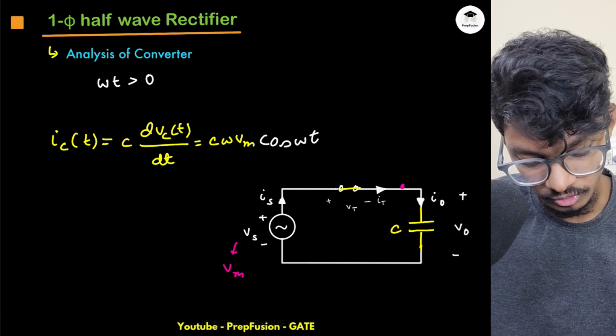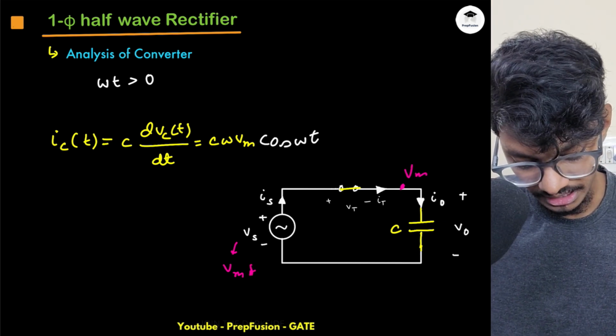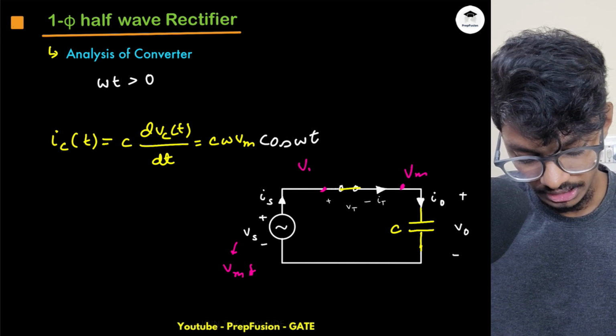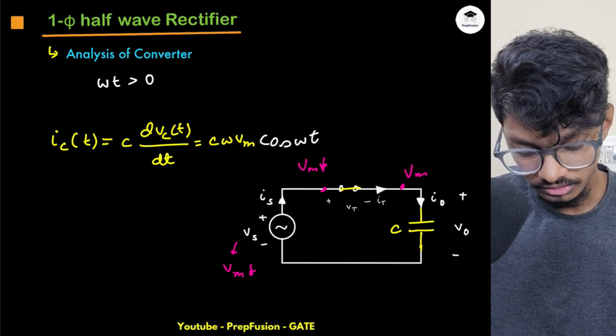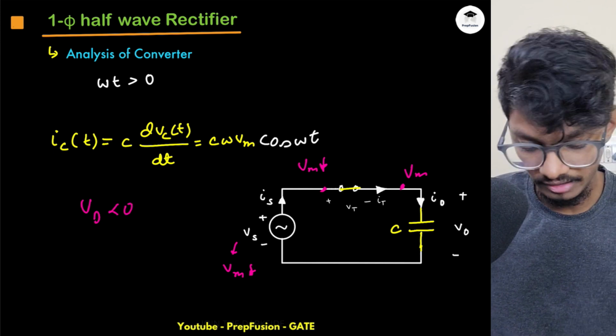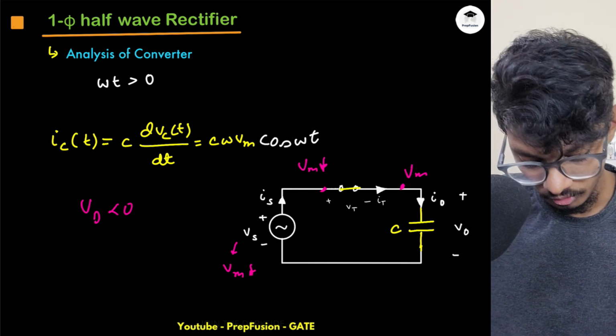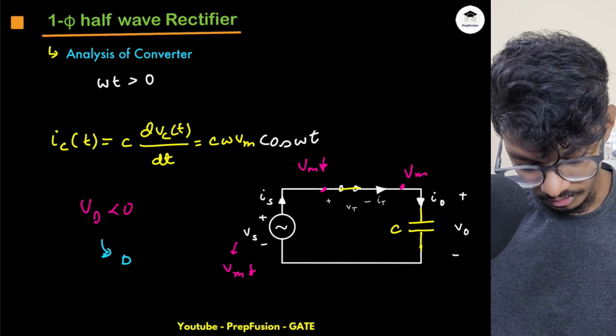This node will try to keep its voltage at Vm, and this node is telling that I am reducing my voltage, I am at some lower value than Vm. So the anode to cathode voltage Vd will go below 0. Once it goes below 0, things become very simple. The diode turns off.